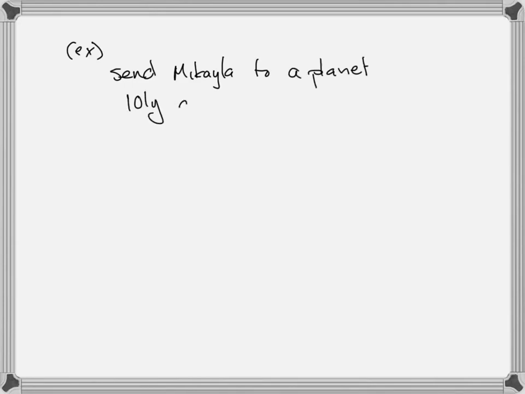So let's do another example. Let's say that we send Michaela off in a spaceship to a planet which is 10 light years away. That's 10 light years away from the frame of reference of the Earth. Let's say that she goes in that spaceship at 0.6 c. Don't worry about acceleration. We'll just assume that we can somehow get her up to 0.6 c and then slow her down when she gets there. Keep in mind, that's not easy.